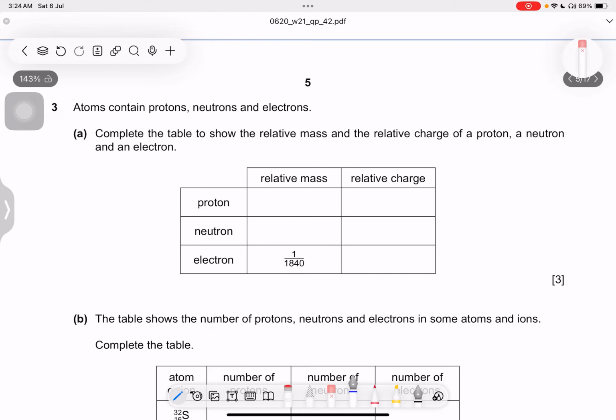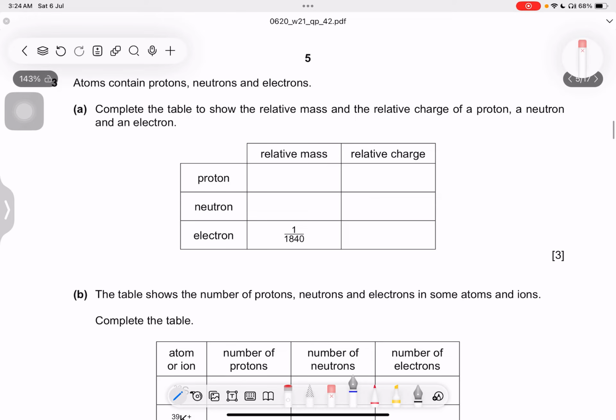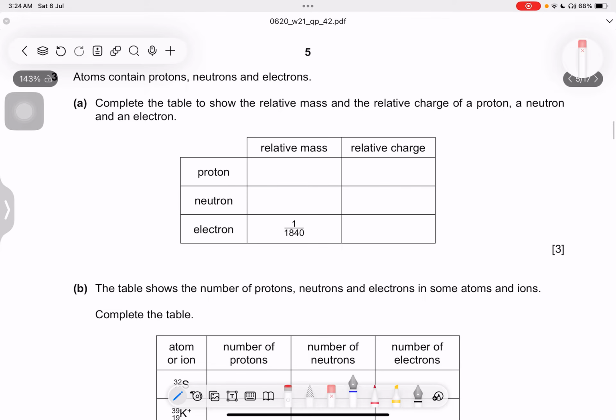Atoms contain protons, neutrons, and electrons. Complete the table to show the relative mass and the relative charge of a proton, a neutron, and an electron. Okay, so the mass of a proton is 1, the mass of a neutron is 1, and the mass of an electron is this. The relative charge of a proton, we know it's 1, neutron is 0, and electron is -1.